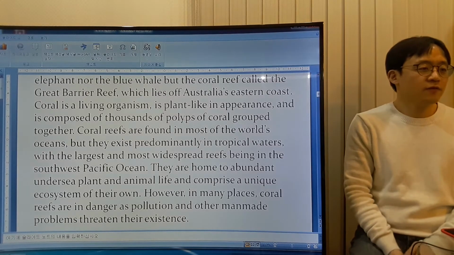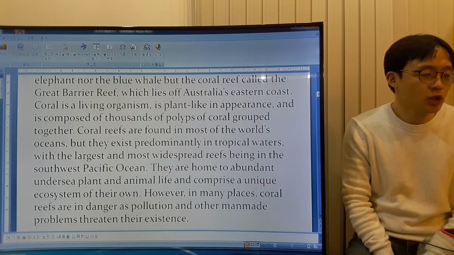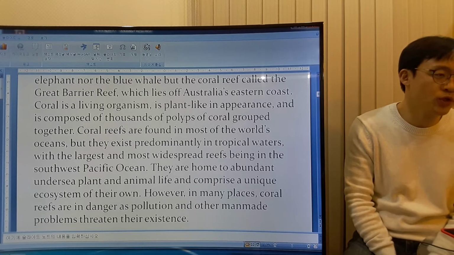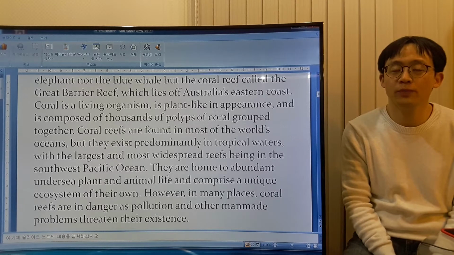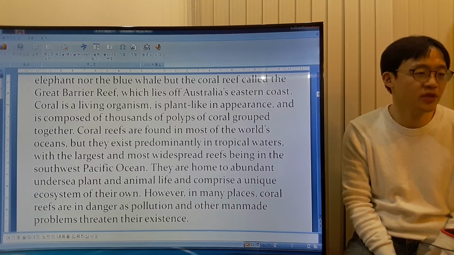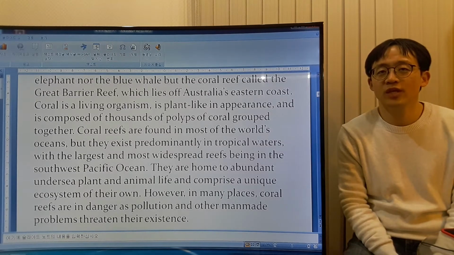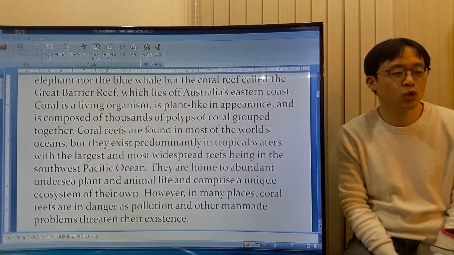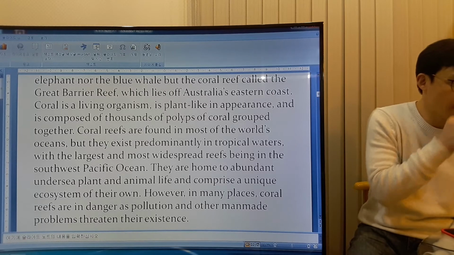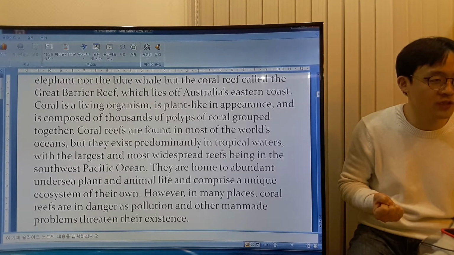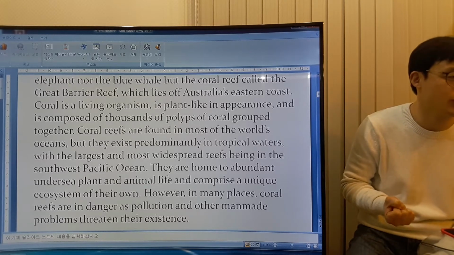Coral reefs are found in most of the world's oceans, but they exist mainly in tropical waters. Predominant, what does that mean? It means more important or noticeable than others in a situation. Tropical relates to the area near the equator. And the largest and most widespread reefs are in the southwest Pacific Ocean.